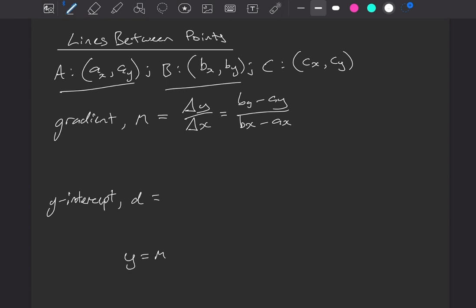For the y-intercept, we'll look at the equation of the line, which is y equals mx plus d in this case. If we rearrange that for d, we get that d is equal to y minus m times x. If we plug in some of the values above, the x and the y will come from one of the coordinates, so d is equal to By minus m times Bx.